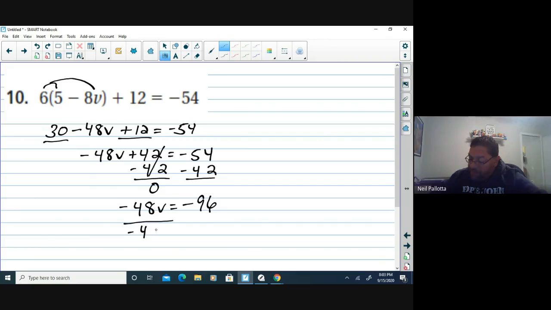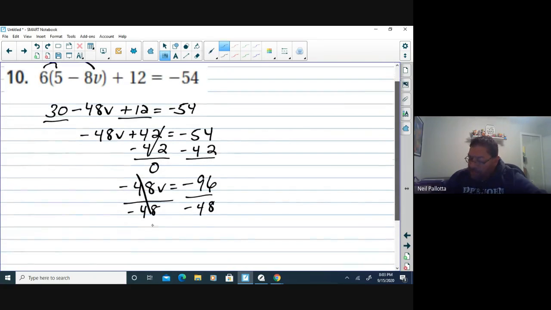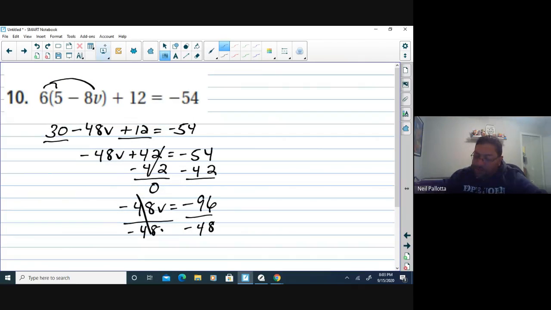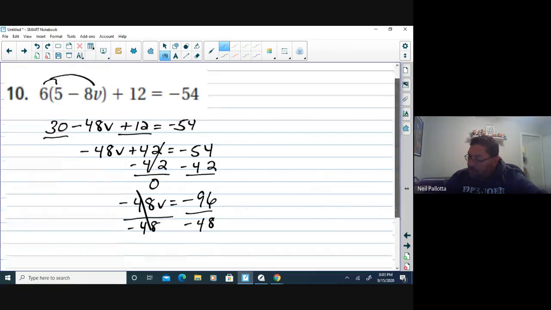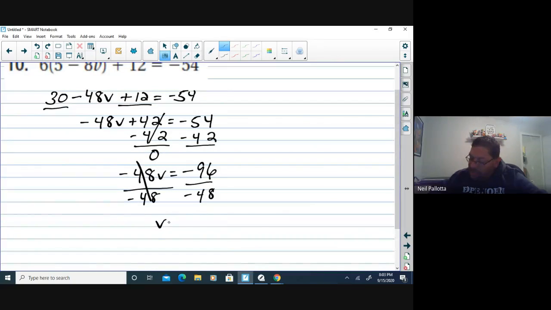We want to divide both sides of the equation by the negative 48. On the left side of the equation, the negative 48 in the numerator cancels the negative 48 in the denominator. So v is going to be equal to positive 2, right? Because negative divided by negative is positive. 96 divided by 48 is 2. So we get positive 2 for that answer, right?